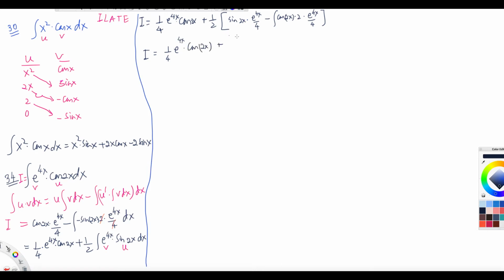Now plus, let me distribute that. I get 1/8 e to the 4x times sine 2x minus 1/8 integral e to the 4x. Oh, not 1/8. Because you see that I forgot to cancel that. That will be 2. 1/4. That 8 will be 1 over, because there is 2 and there will be 1/2, right? So that will be 1/4. I'm sorry. This will be 1/4 e to the 4x times cosine of 2x.